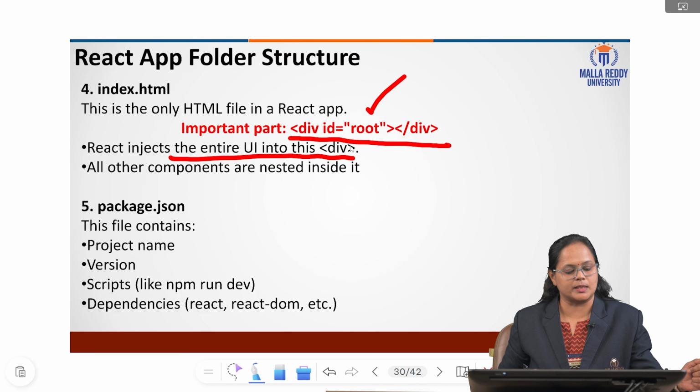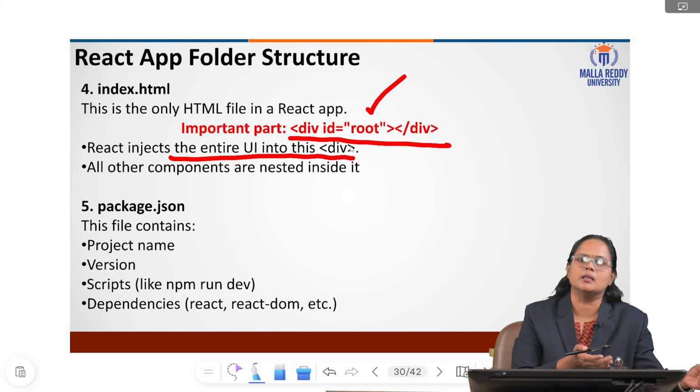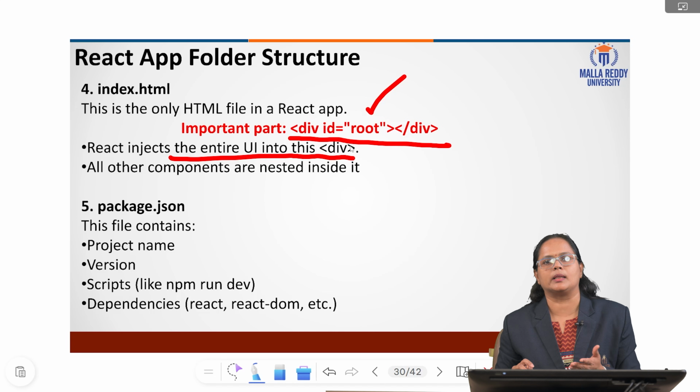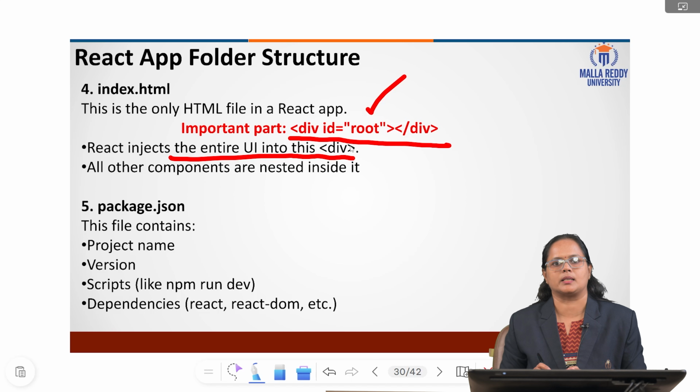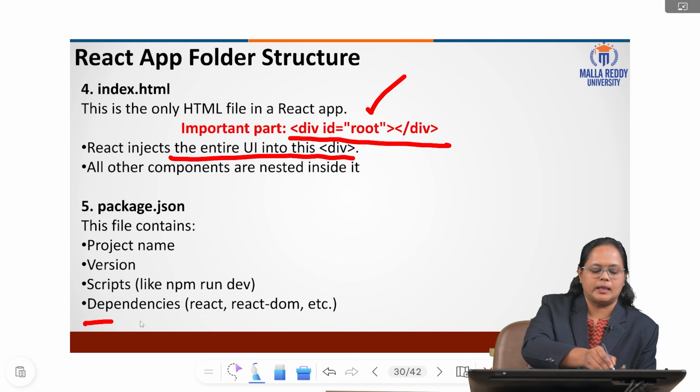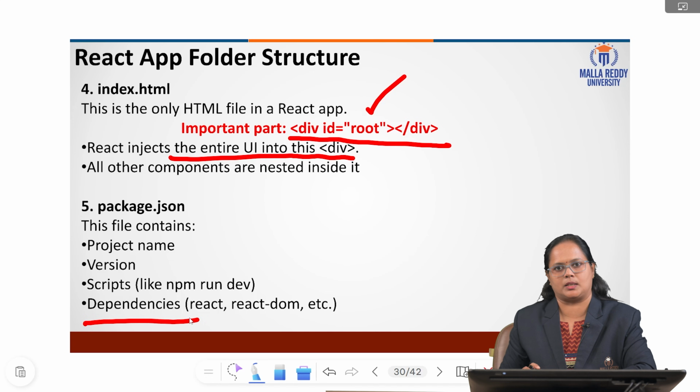And the package.json file contains the project name, the version, the scripts, and the dependencies, like extra dependencies if you are installing manually, like Bootstrap. If you want to apply styles using Bootstrap, you can install that dependency into your React app. Once you install the Bootstrap dependency, you can find that dependency in the package.json file.